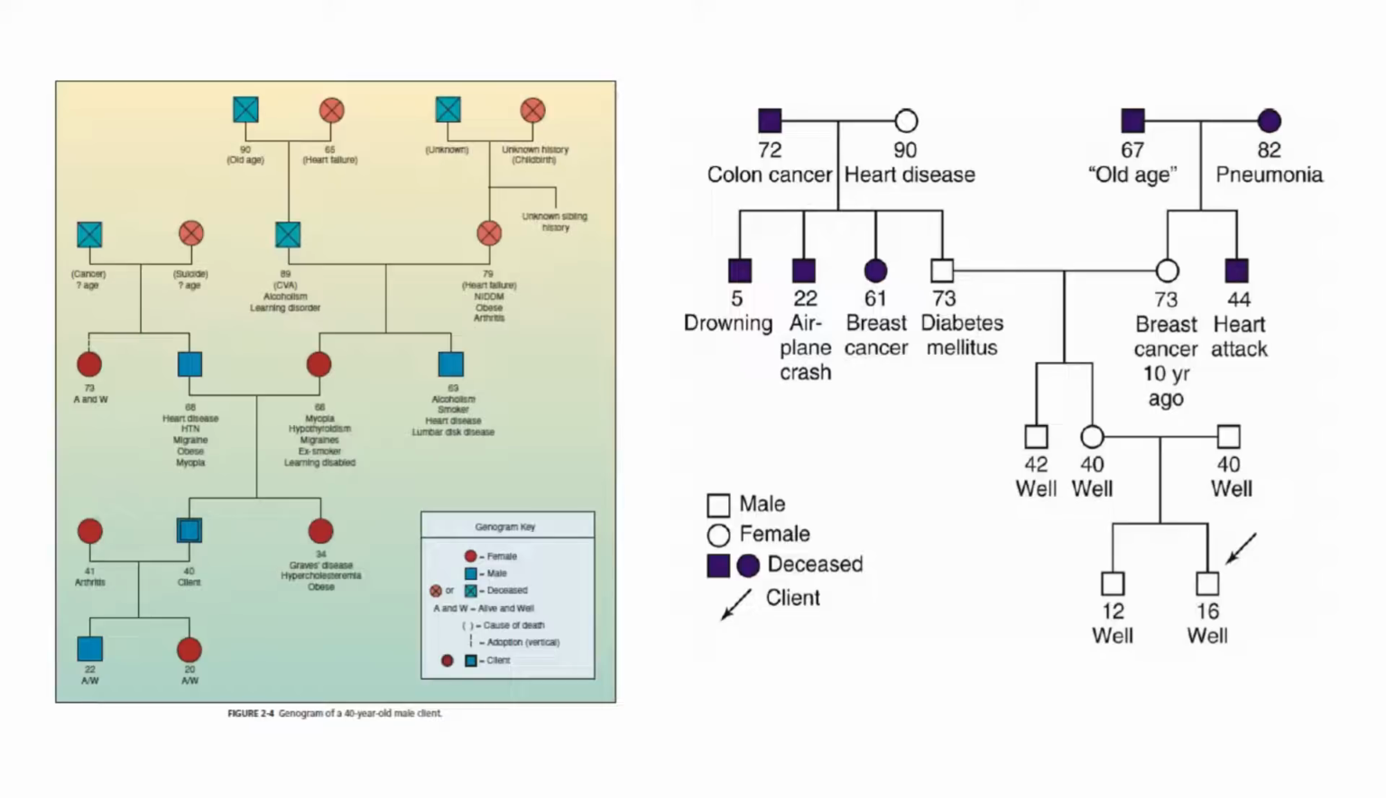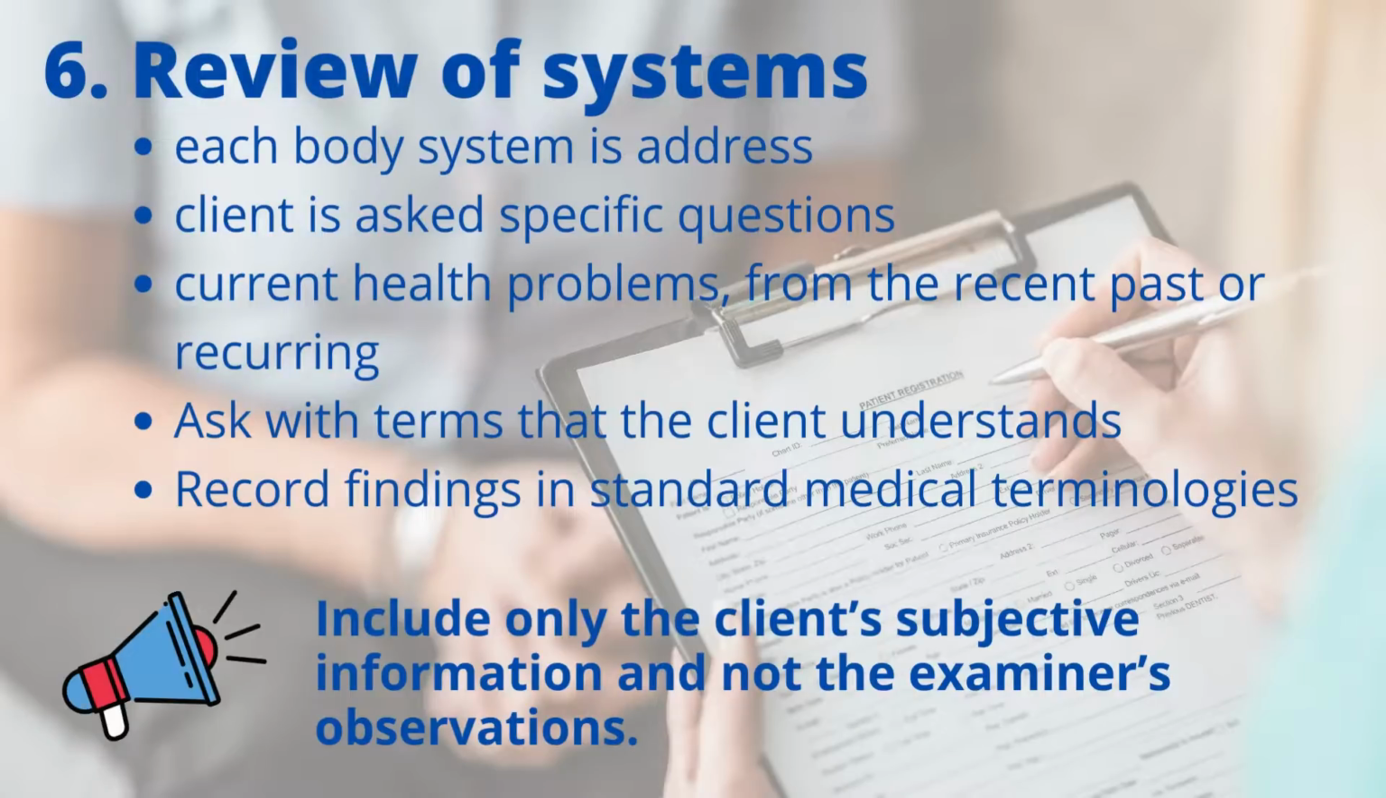You summarize the findings. How do you summarize? You write down the commonly occurring genetic problems within the family history, or the possible exposures that your client might have or might have had, based on the genogram that you drew. And then we have the review of systems.